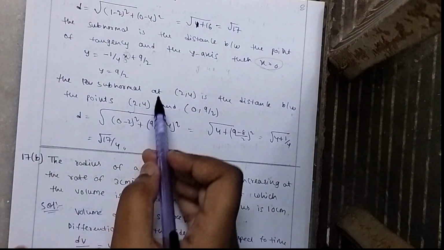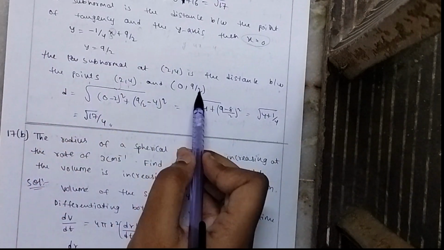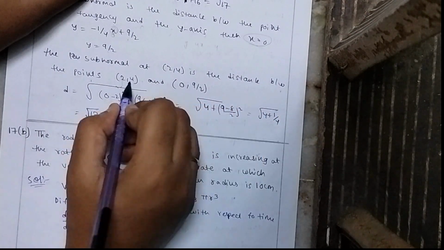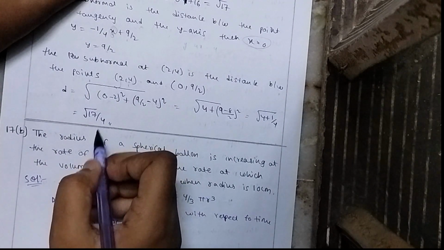So now the subnormal at 2, 4 is the distance between the points 2, 4 and 0, 9 by 2. So x2 minus x1 whole square plus y2 minus y1 whole square. Then the value is root over 17 by 4.